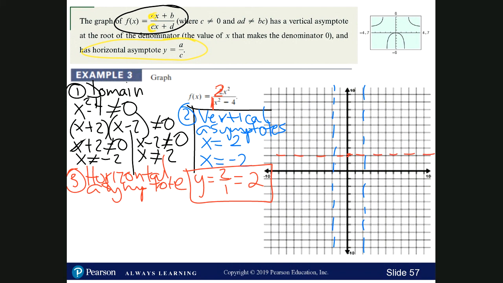Now we have a rough sketch of how the graph will look on the calculator. Graphing calculators do not give you vertical or horizontal asymptotes unless you have the updated version of a TI-84.